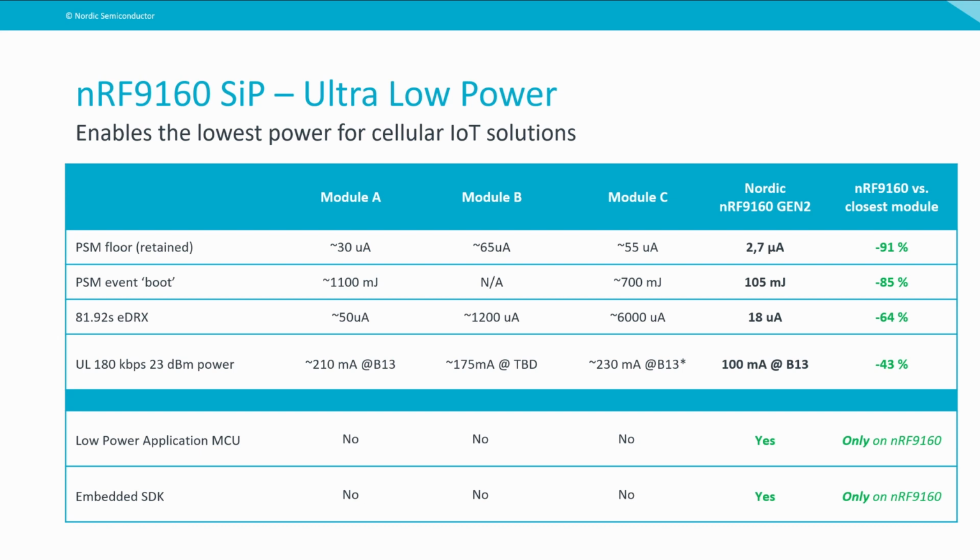So as you can see from the top here, we can compare with the closest module, which is module A, with the Nordic Gen 2 for the PSM floor, and we can see that we are 91% better. We have 2.7 microamperes. And also the PSM event boot, we have 85% better. And for the EDRX interval for 81.92 seconds, we are 64% better. And for uplink, 180 kilobits per second, 23 dBm power output, we are 43% better.